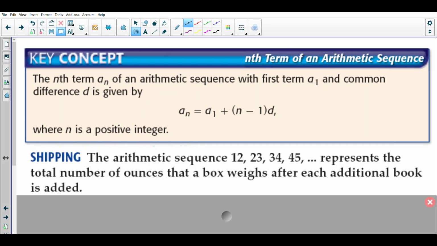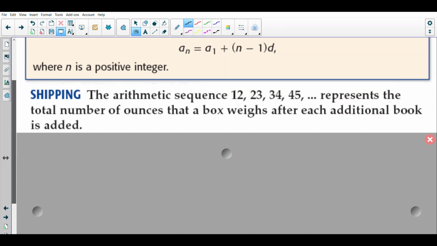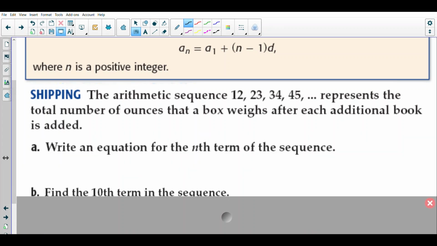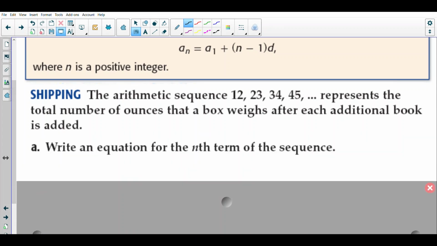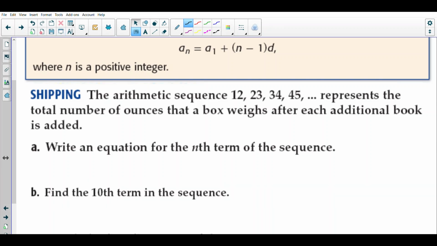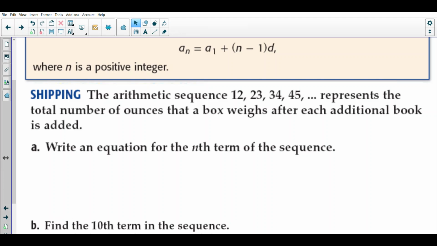So, for example, the arithmetic sequence 12, 23, 34, 45 represents the total number of ounces that a box weighs after each additional book is added. Write an equation for the nth term. All right, so we're going to move some stuff here. Okay, so write an equation.